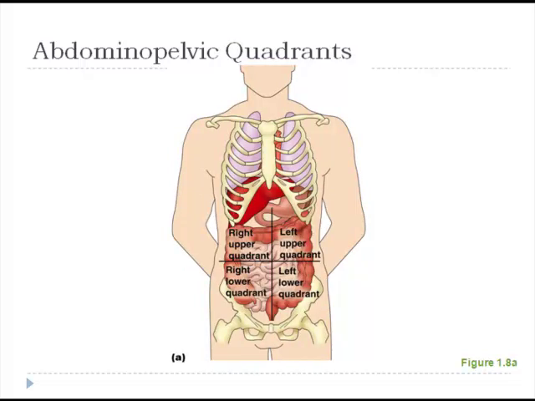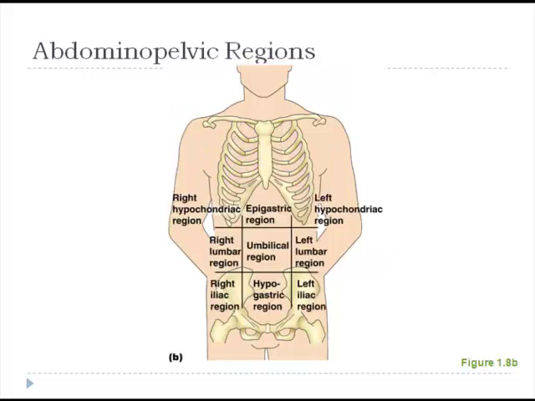The quadrants aren't necessarily very difficult: right and left upper, and right and left lower. Notice again, though, I'll point out here that the right side is referring to the patient's right side, and the left side referring to the patient's left side as well. So when you're thinking about yourself, your right upper quadrant and left upper quadrant will be your right and left hands. But when you're looking at somebody else, that's going to be opposite. Same thing with the regions here. We have the right side versus the left side.